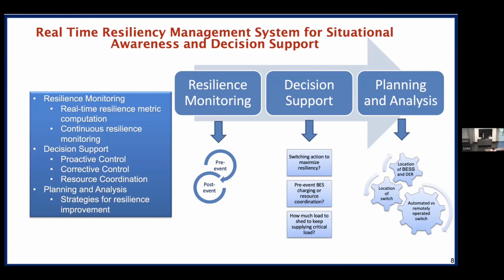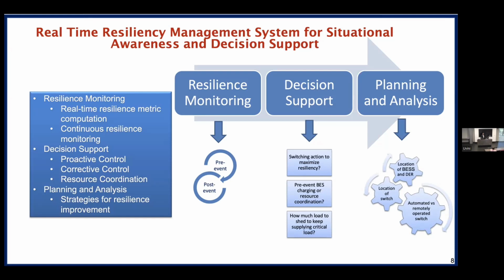We define resilience as the ability of the system to keep supplying critical load. When these events happen, we cannot supply all the loads, right? But if we can supply some non-critical load, that would be even better. And then we can also use the resilience metric to drive our decisions, a decision by the operator which is going to enhance the resilience, right? Whether it's a proactive control, or a corrective control, or resource coordination. And so that in planning too, right?